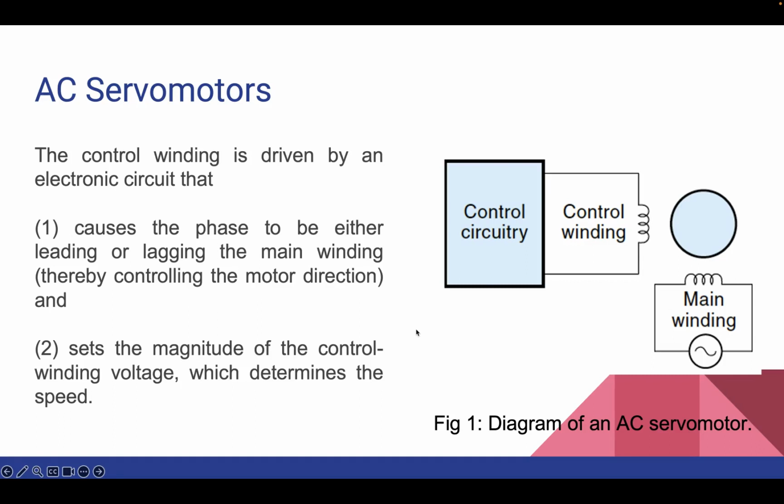volts AC, and if the control winding has 0 volts, the motor will coast to a stop, and even though the main winding is still connected to the line voltage, it will still stop. So this is different from a normal induction motor that will continue to run on a single phase.